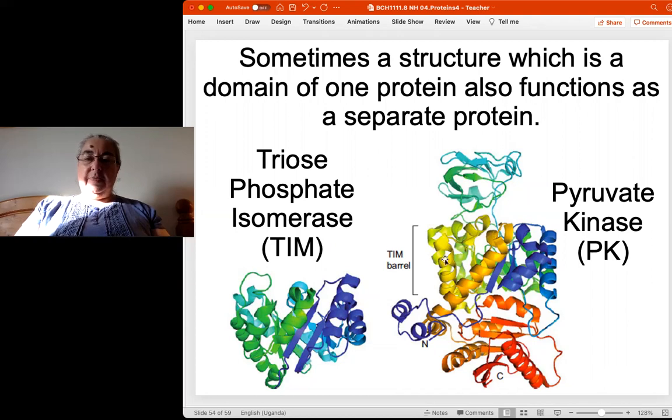And each of the parts of that barrel is made up of a domain which is the same as triose phosphate isomerase, or TIM. Okay, so you see that this structure here is the same as this structure here. Here it's a protein in its own right. It's another enzyme, an isomerase enzyme by itself. Here it's a domain of a larger protein, pyruvate kinase. So a TIM can be a protein by itself, or it can be part of a larger protein.